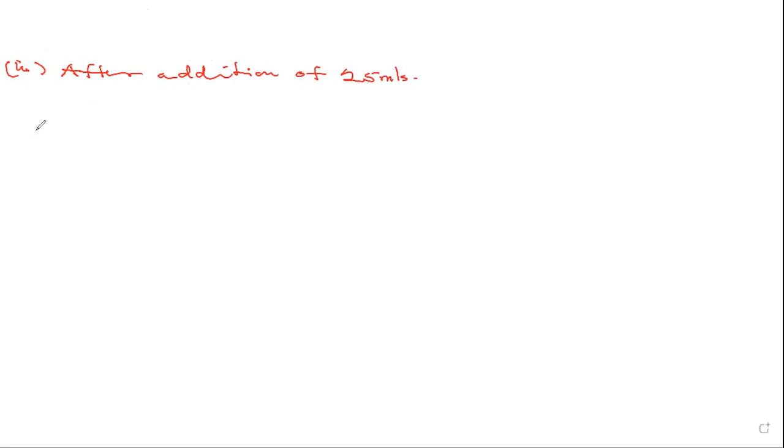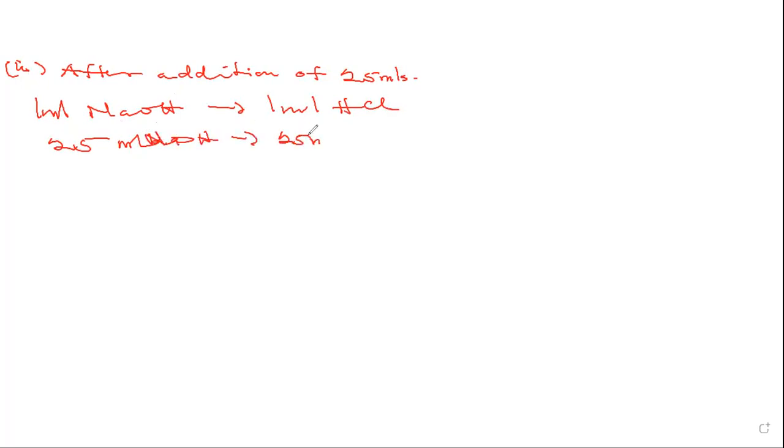Similarly, you do the same thing here. Now, after addition of 25 mils of the base, we said earlier that the ratio between them is 1:1, and so therefore 1 mil of the base will always neutralize 1 mil of the acid. What this means is that you're adding 25 mils of the base now. So what do you think will happen? You're going to finish up the acid because it will take care of the same 25 mils of the acid.